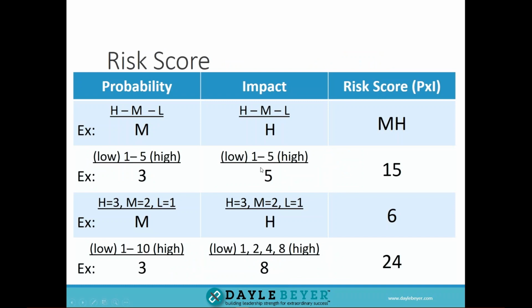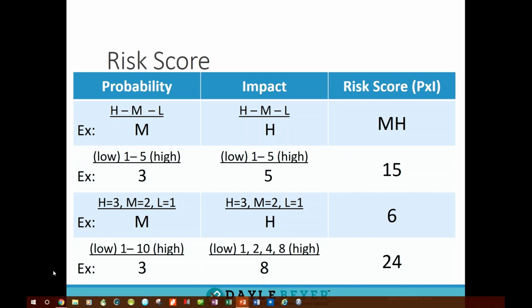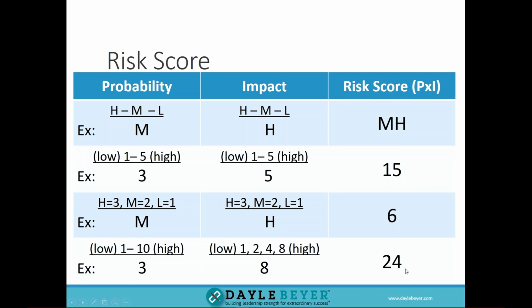You could say scale 1 to 5, or 1 to 8, or 1 to 10, but you multiply the probability times the impact to come up with the risk score, whatever the risk score is. Now here in this one, this is the highest, this is 24, because the probability was 3 and the impact was 8. Now 8 is the highest impact on this particular scale.